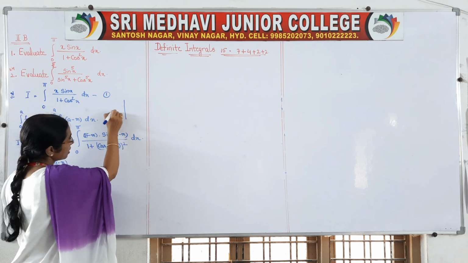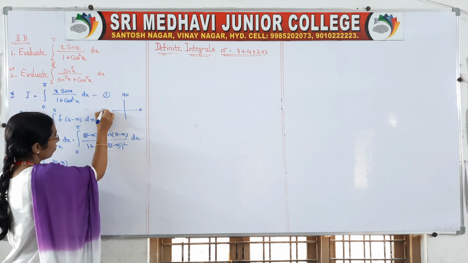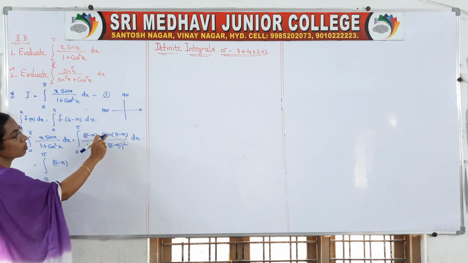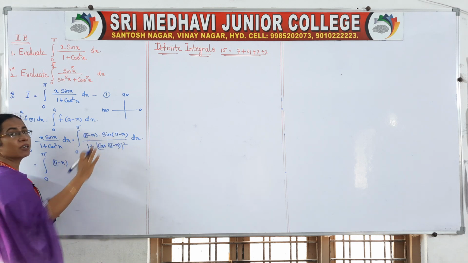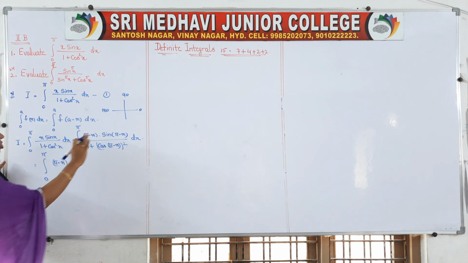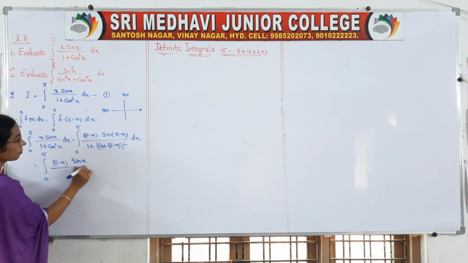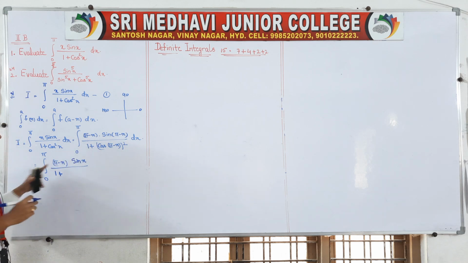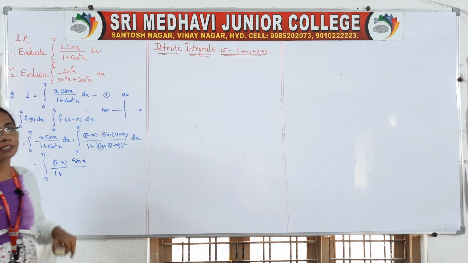Observe carefully: 0 to pi, pi minus x, sine of pi minus x. Pi minus x means 180 minus theta form. So this is 0, 90, 180. 180 minus means second quadrant. In the second quadrant, sine and cosec are positive, so no change in the sign. And for 180 minus theta, the ratio does not change, so sin x remains as it is, by 1 plus, here cos is there, sorry, cos of pi minus x.